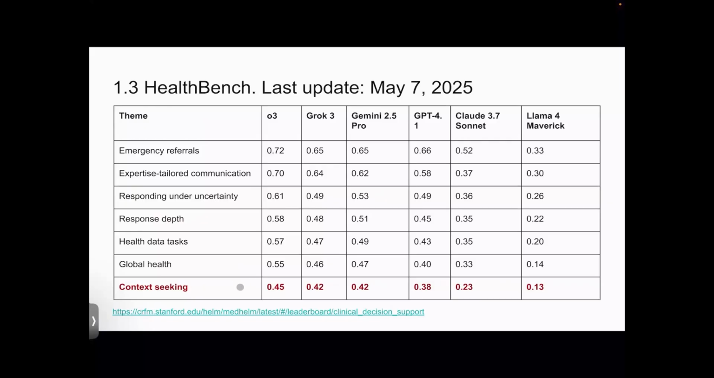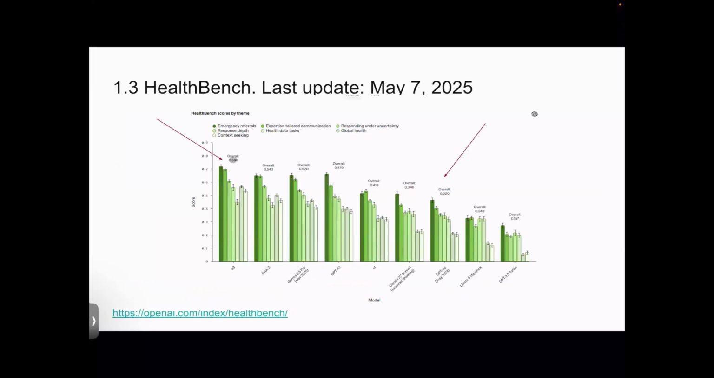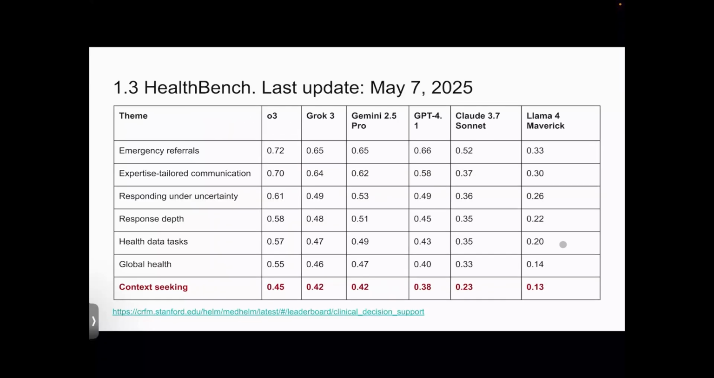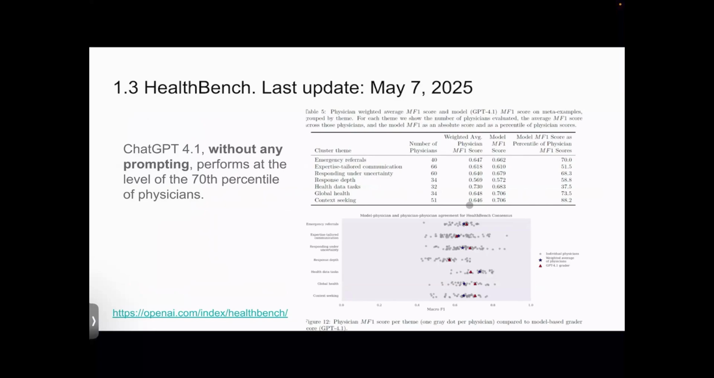They also show us that even O3 is very bad at context seeking, and this is something lacking in all models. So even though these models are performing, by the way, as good as the weighted average physician, they're still lagging behind with the context and don't know what to ask you additionally. They will just generate output straight away.